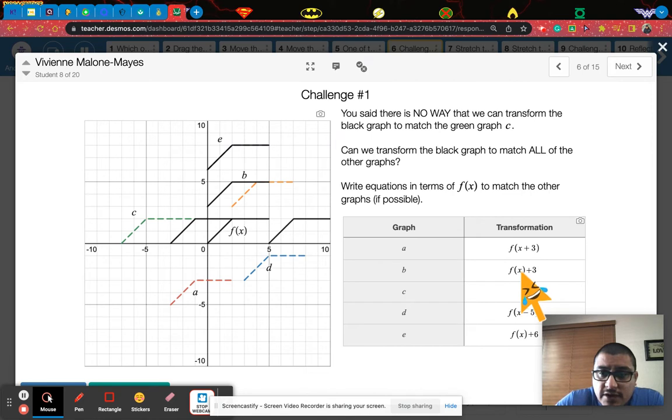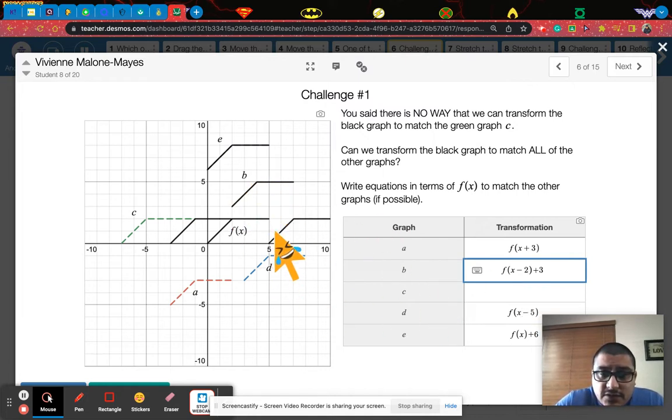So in order to move it right or left, you'd have to put it in the parentheses. So if I put, let's say, plus two, that would actually move it to the left. If I put minus two, that would move it to the right, and then B is covered up now.